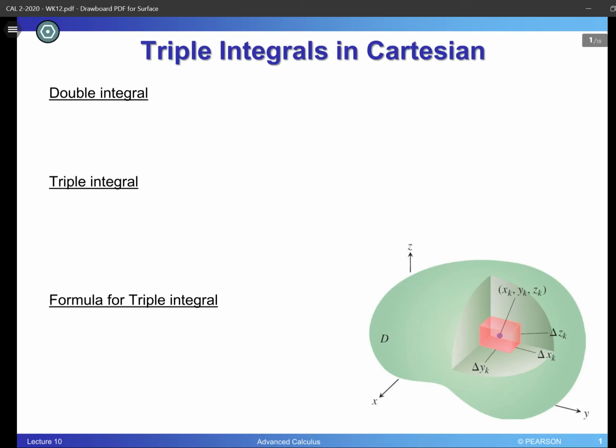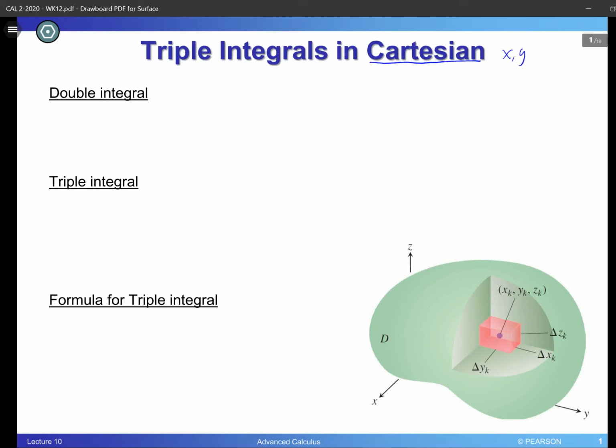Today's topic is triple integrals in Cartesian. When you see Cartesian like this, you know right away that we are back to x and y variables, which might be good news to some of you, because to many of us, working with x and y is far more intuitive than working with radius and angle.